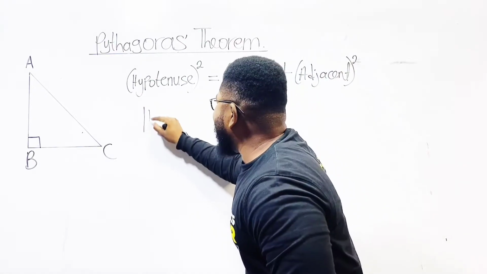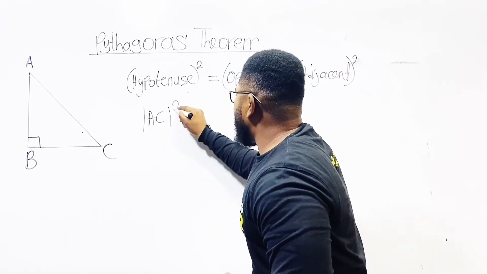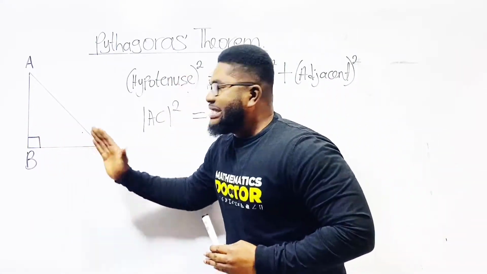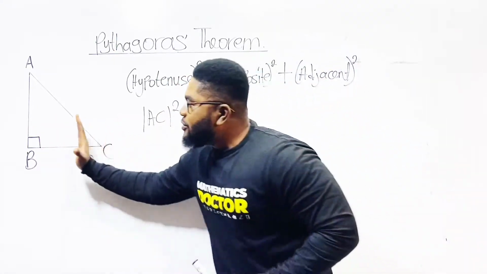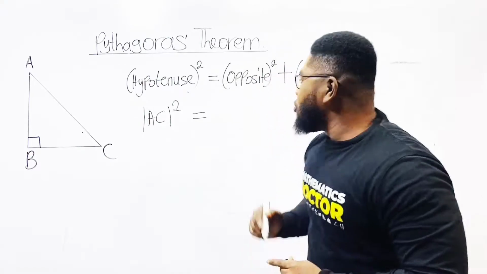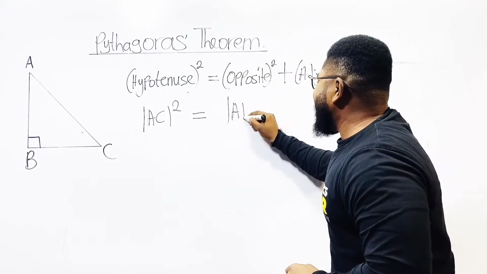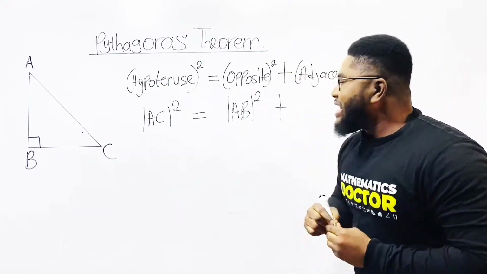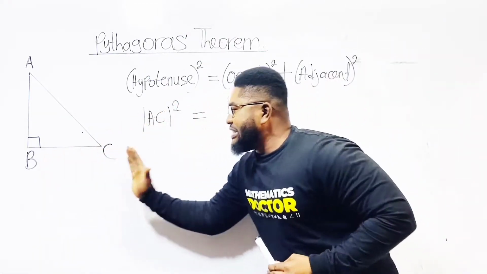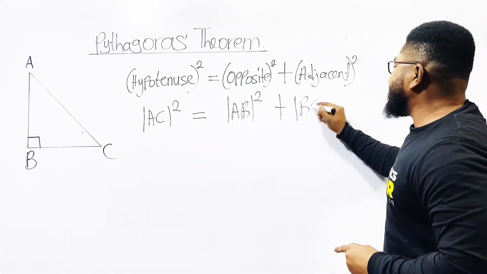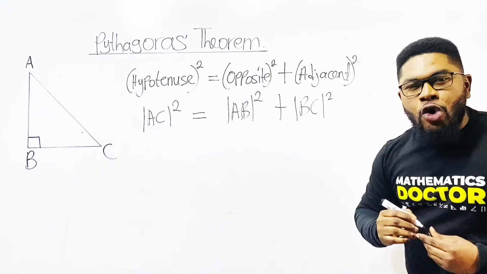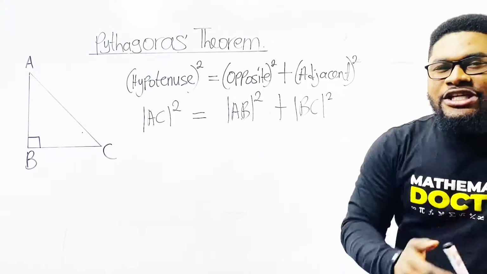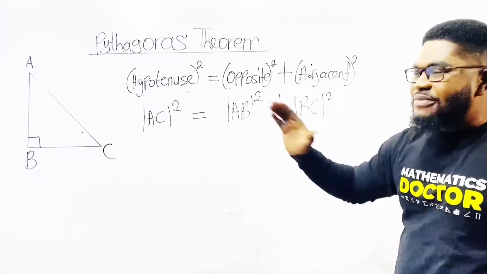So the line AC squared is now equal to the opposite, which could be any of these two sides since there is no angle under consideration. So let me use this AB as my opposite. So the side AB with a square. Now plus, that is a plus. The adjacent is the last side BC. So BC squared. This is how we quote the formula accurately. So the formula must be in your mind.